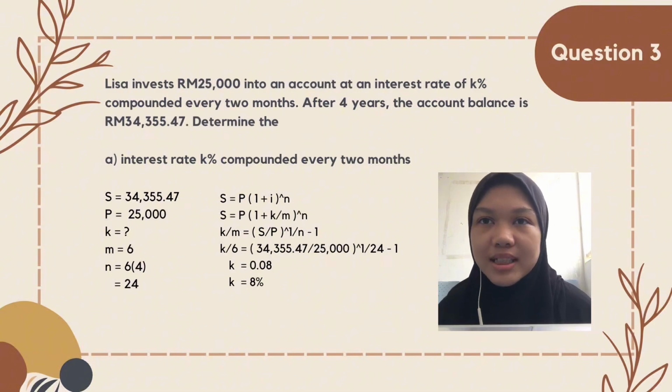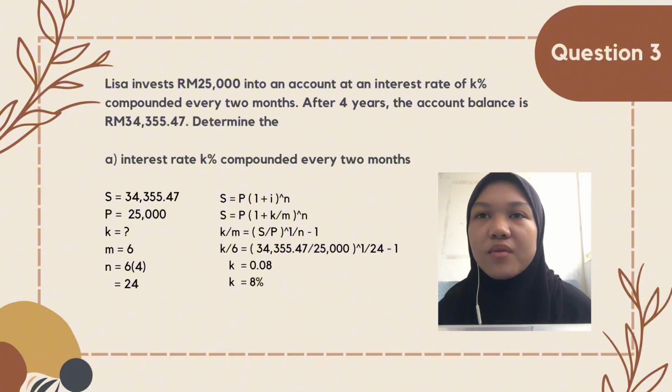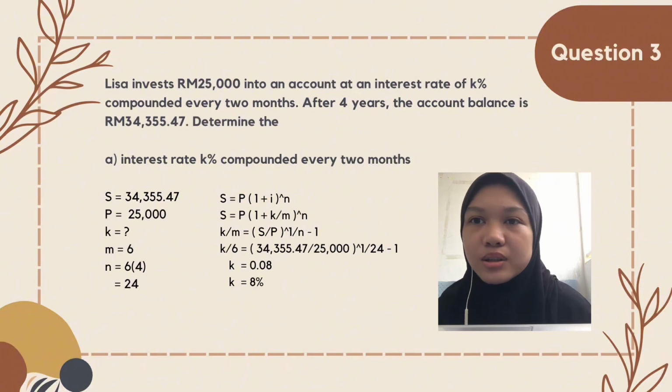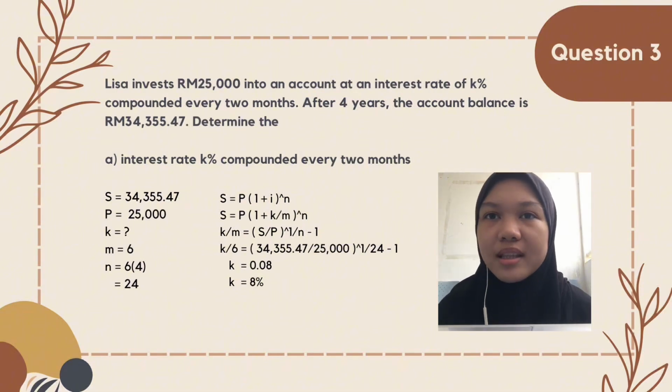So K over 6 equals (34,355.47 divided by 25,000) to the power of 1 over 24, minus 1. K equals 0.08, which is K equals 8%.